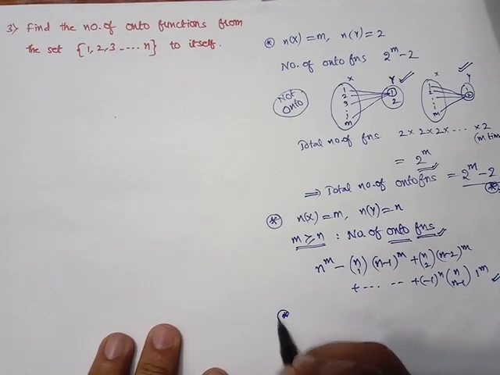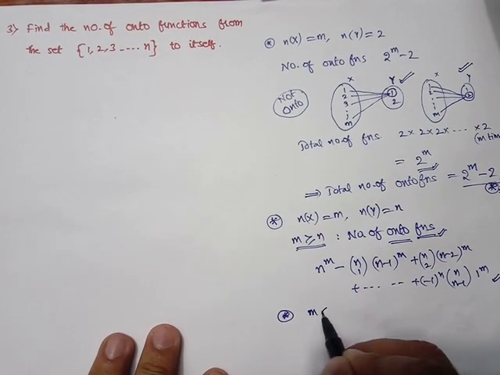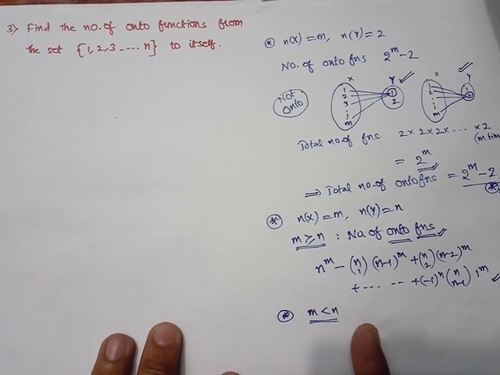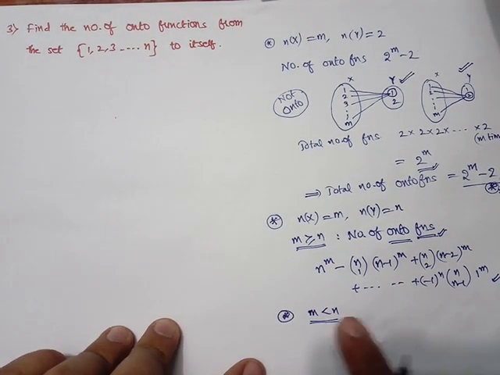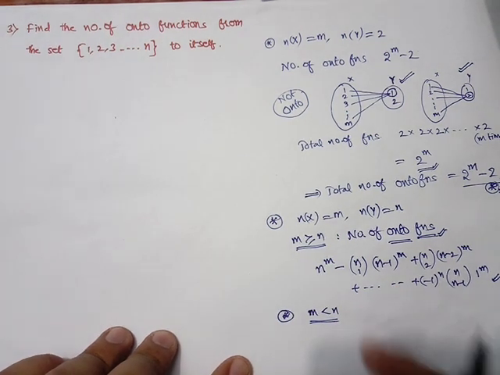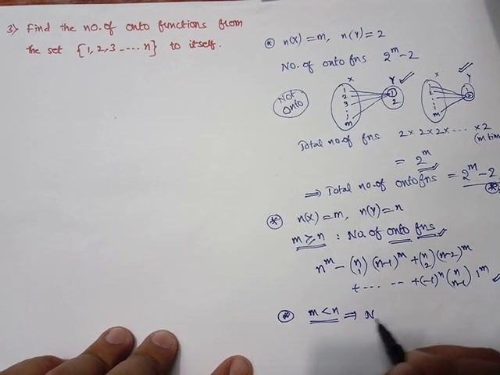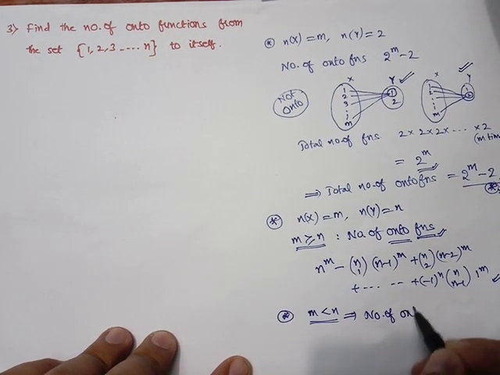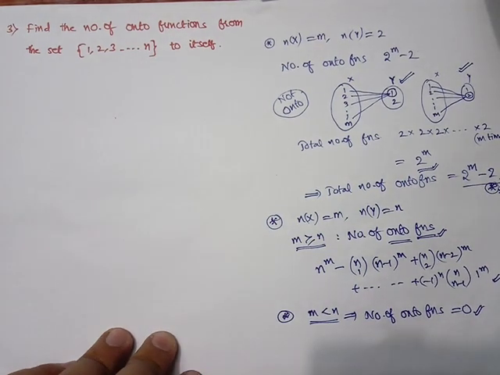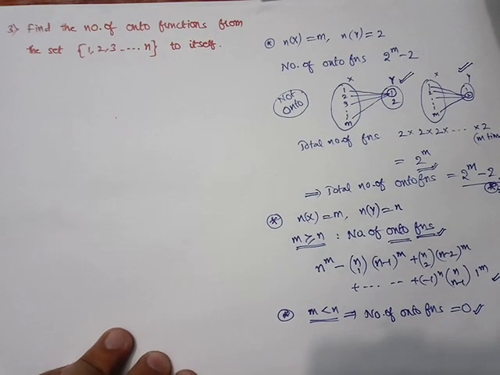And one more case, m is less than n. The number of elements in the first set is m and the number of elements in the second set is n. The second set is containing more elements, so it is not possible to connect all these n elements to m. So this time the number of onto functions will be 0. So these are the three different types we will see.